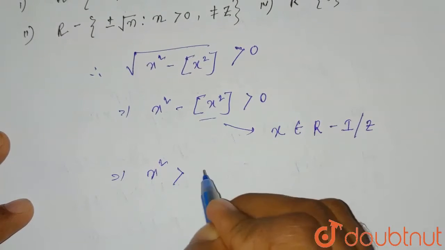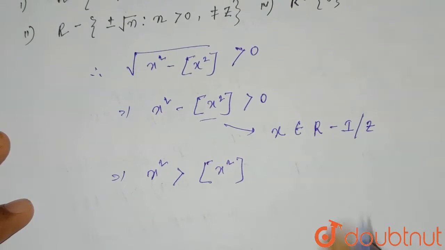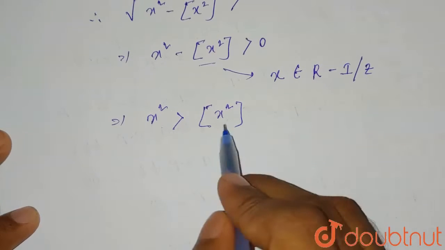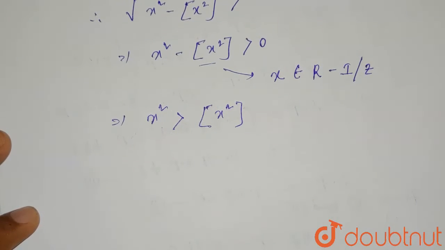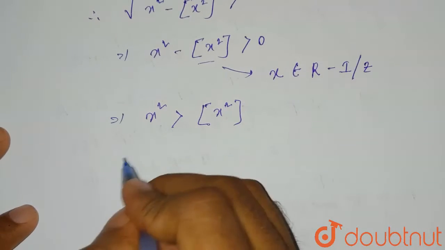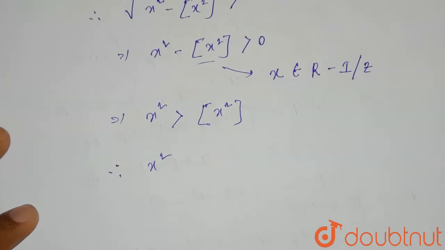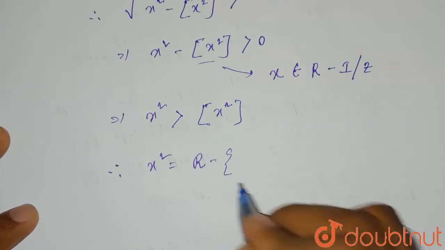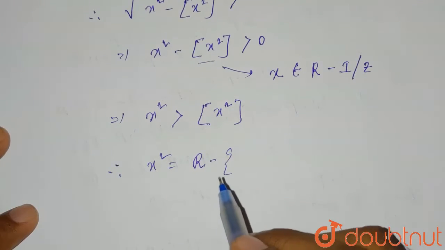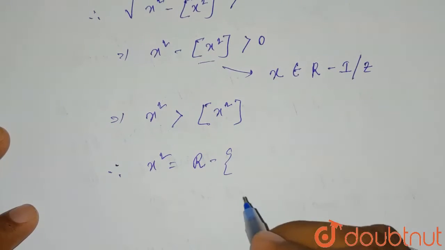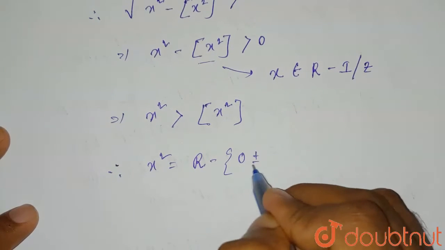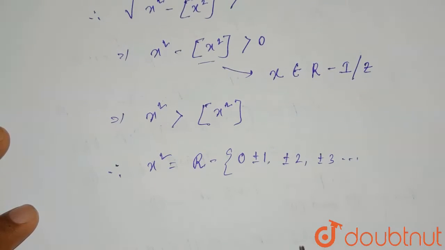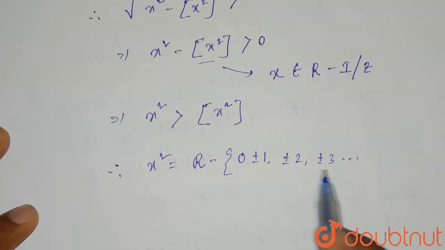Okay, if we simplify it a bit, x square will be greater than the greatest integer of x square. So from here we can see that x square has to belong to R minus the integer values, that means R minus 0, plus-minus 1, plus-minus 2, plus-minus 3, and so on. But as it is a square, the negative values will not be included.